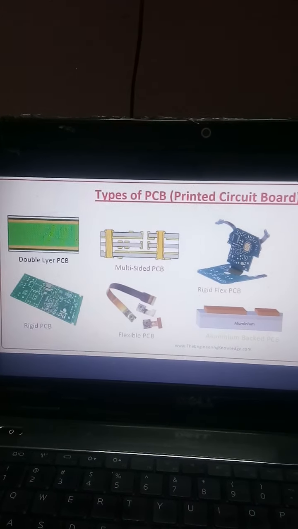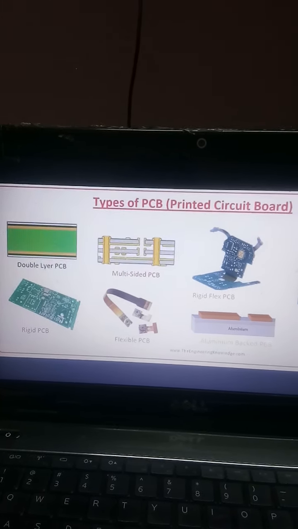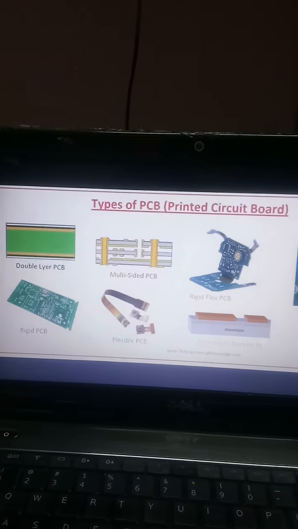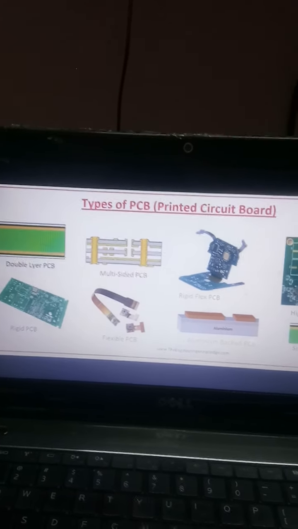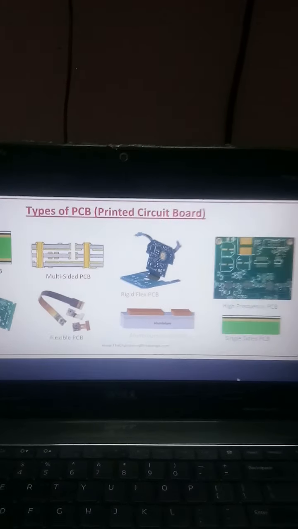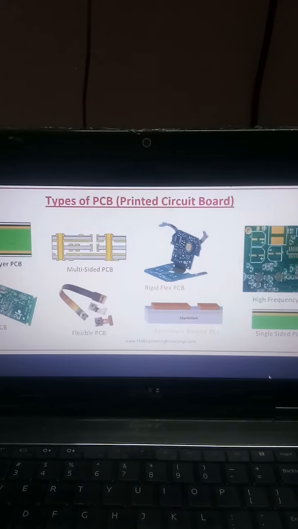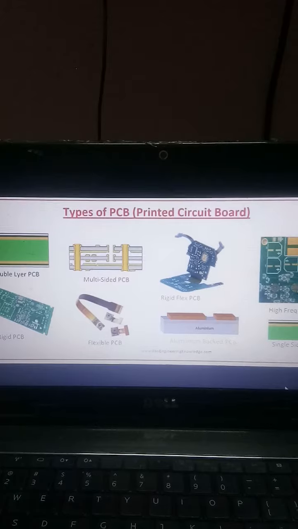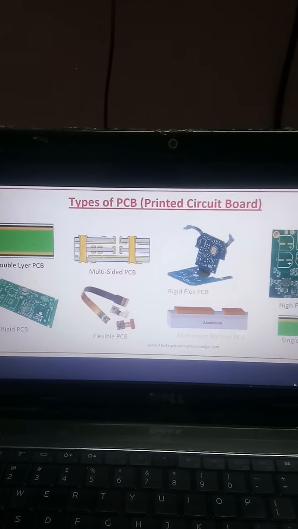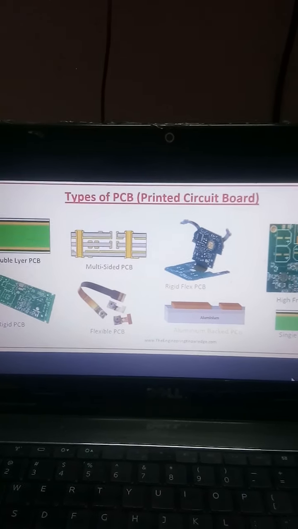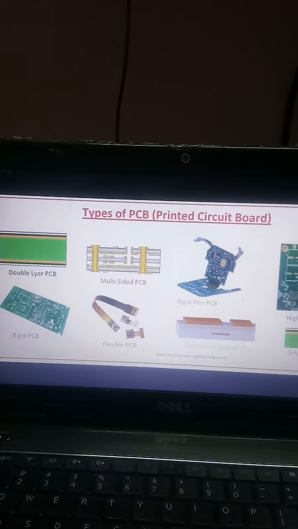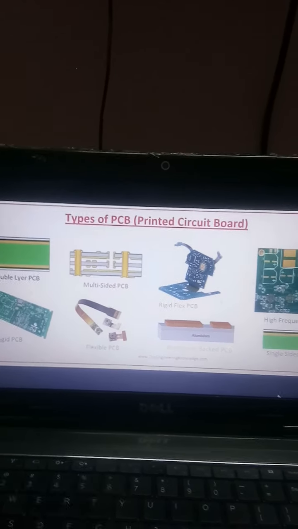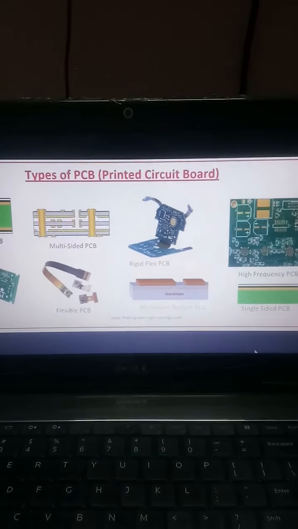So based on the layers of a PCB, we can further extend the classification of a PCB like this: double layer PCB, multi-sided PCB, rigid flux PCB, high frequency PCB, aluminum pack PCB, flexible PCB. So these are some of the advancement techniques that are available in the recent market. In the next slide, we are going to see how this PCB is made up and what are the contents that are going to be dealt with in this particular one credit course.